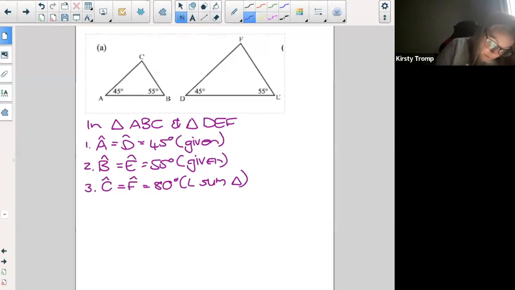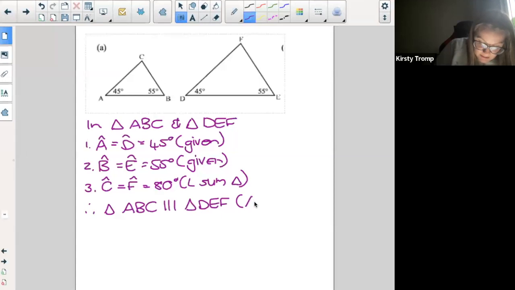Therefore, triangle ABC is similar to triangle DEF. Reason: angle, angle, angle.